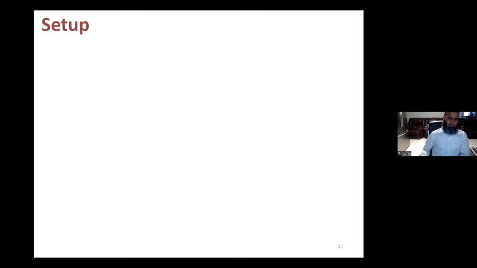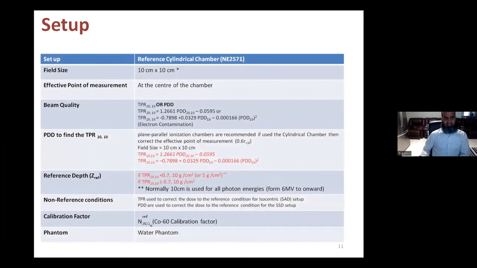When you are doing reference dosimetry, the reference setup is actually very important. So this is the structure information, I'm just giving a bit of information here. What we normally use, does anyone know why we use a 10 by 10 field size for our reference dosimetry? Does anyone have any idea? If so, they can put in a comment, and we can discuss it a bit at the end of this slide.